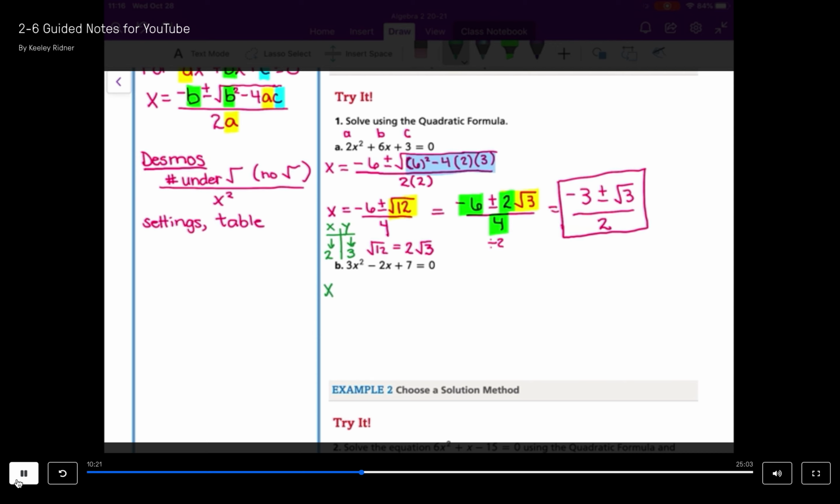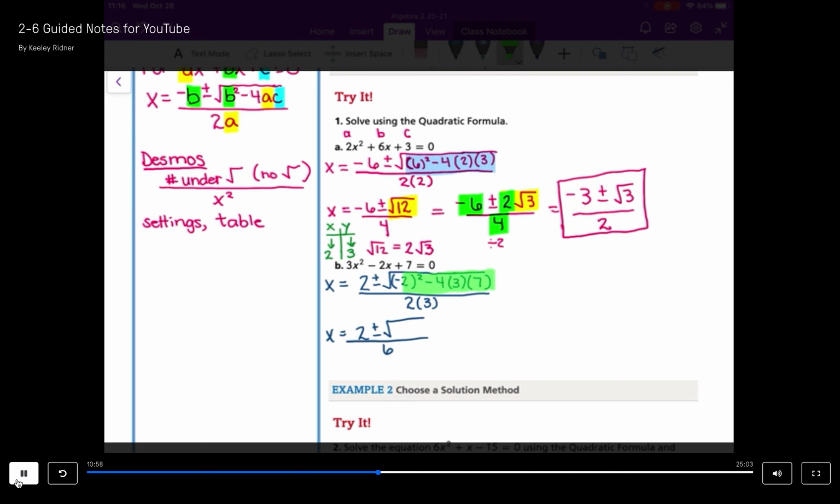So opposite B, I think I want to use a different color I haven't used yet. Okay, opposite B is positive 2, plus or minus square root. This is where parentheses are important, because if B is negative, I have to put parentheses for sure. Then 4AC, all over 2A. We're going to simplify the easiest part first. 2 times 3 is 6.